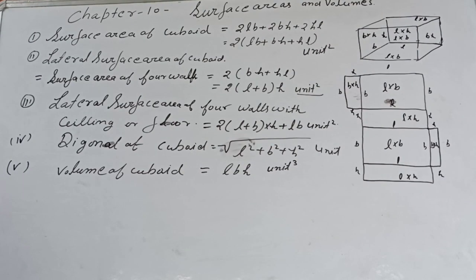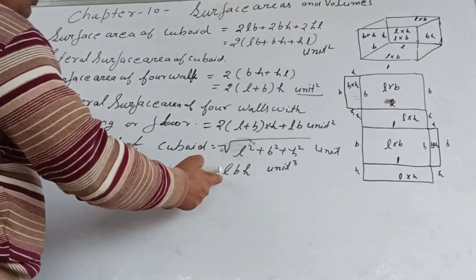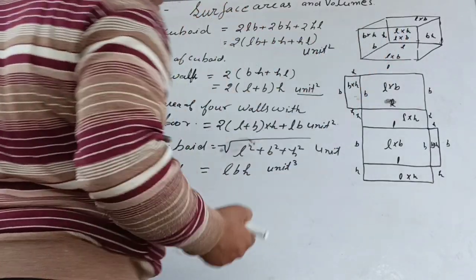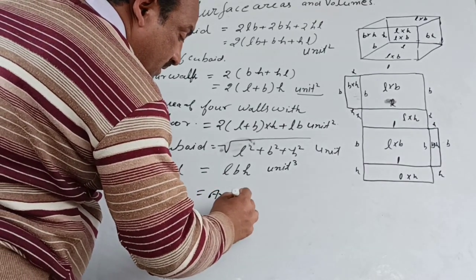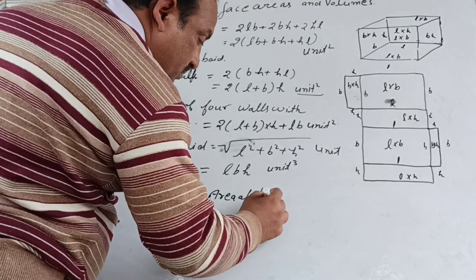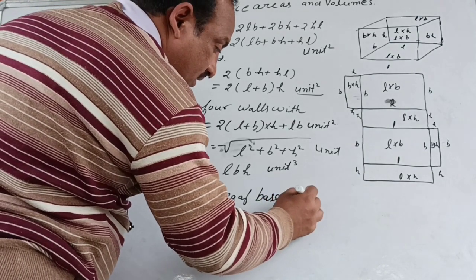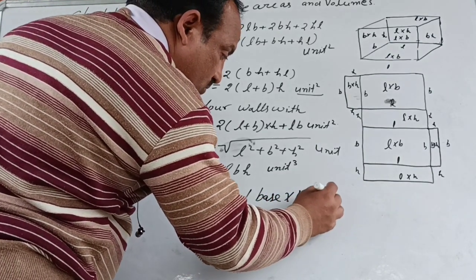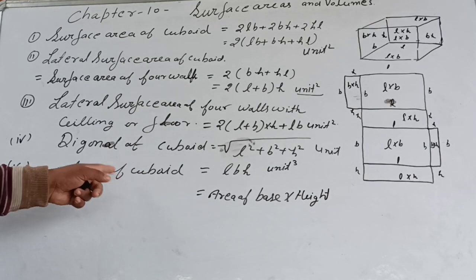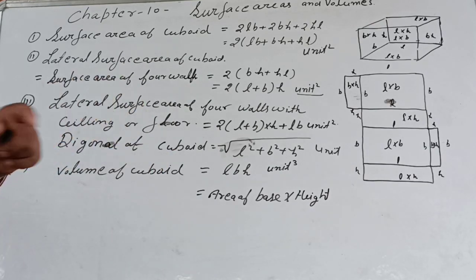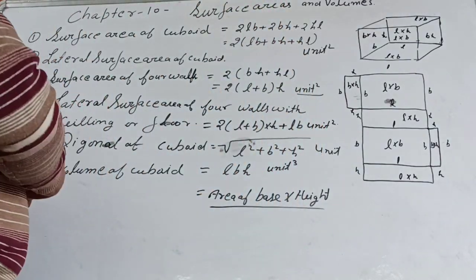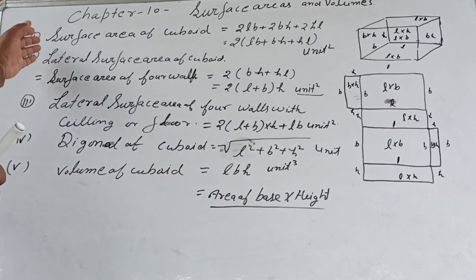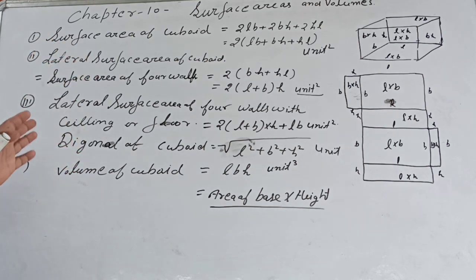LBH unit cube. L into B means area of base. We find a new formula: area of base into height. This is the formula of volume of a cuboid. After this, we find the formula of surface area of cube and volume of a cube.